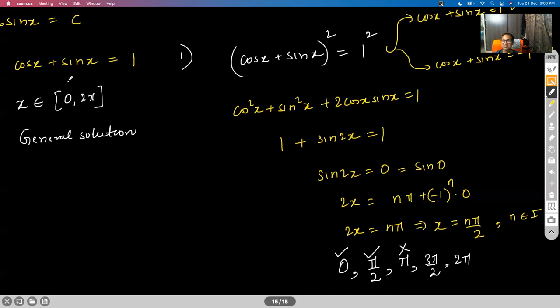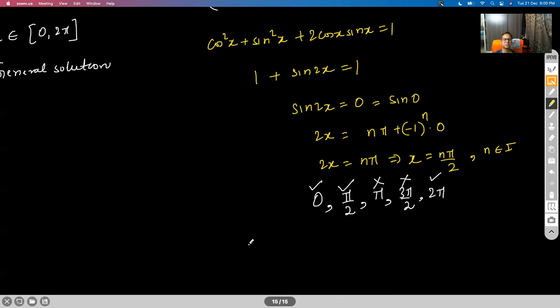3 pi by 2, will it satisfy it? No, because cos 3 pi by 2 is 0, but sine 3 pi by 2 is negative 1. So it is basically satisfying the second equation, whose solution I don't want. Okay. 2 pi, will it satisfy? Yes. Okay. So there are only three solutions possible. So your x value will be either 0, pi by 2, or 2 pi only. Is it clear? Any questions?